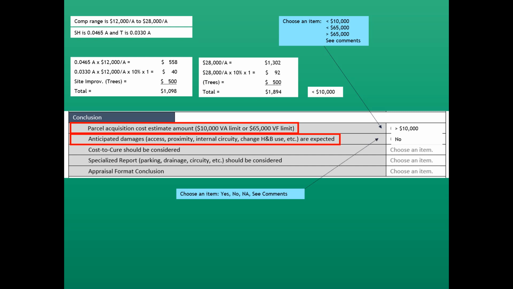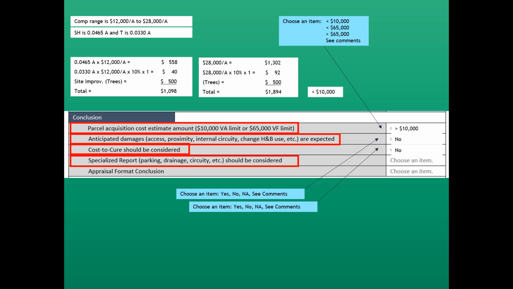Third, cost to cure. Should one be considered? And again, we got the same choices if we choose an item, and the answer to that would be no. Fourth question, do we need a specialized report? Does parking need a report? Does drainage, circuity, and so on? Does anything need a special report so that we can adequately estimate damages? Again, our choices are yes, no, not applicable, C comments, and we filled that in with a no.